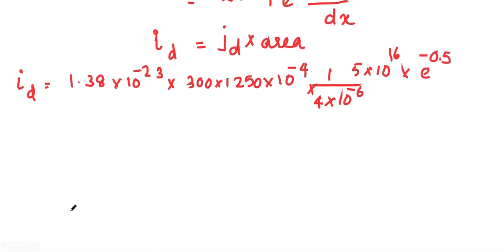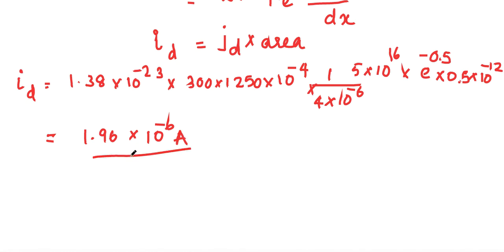Now we just have to do the calculation. When you do this in the calculator, you are left with the value 1.96. Multiply this with the area. The value of area is again given in the question, it's 0.5 micrometer square. Converting it into meter square, it will be 10 raised to minus 12. So we will get the value as 1.96 into 10 raised to minus 6 ampere.